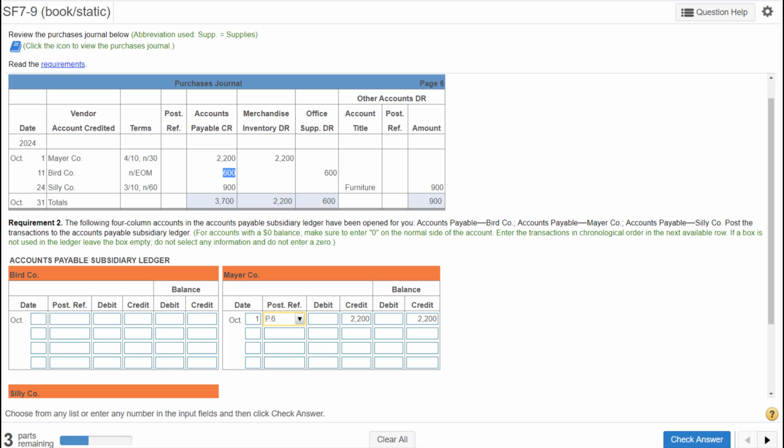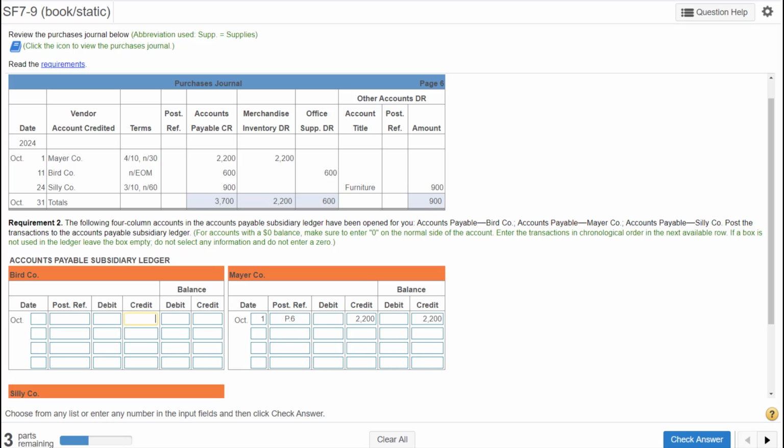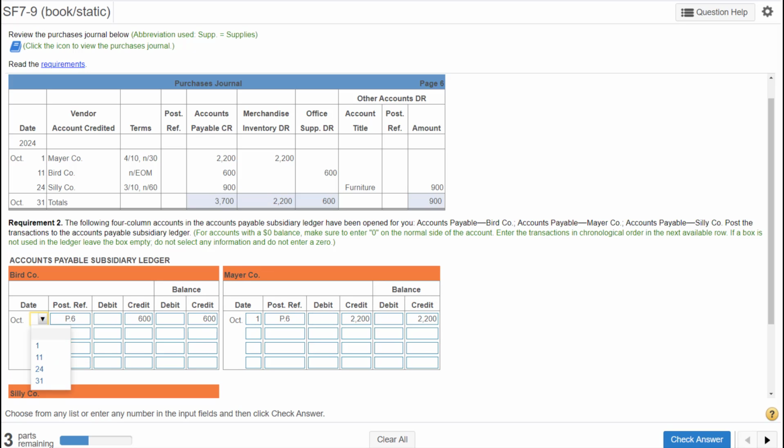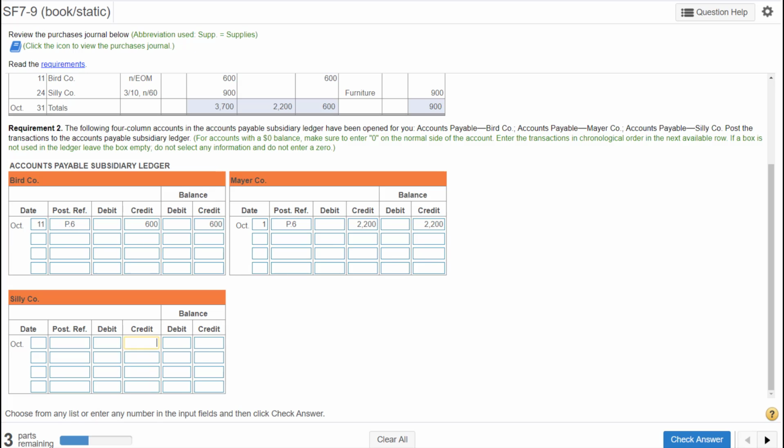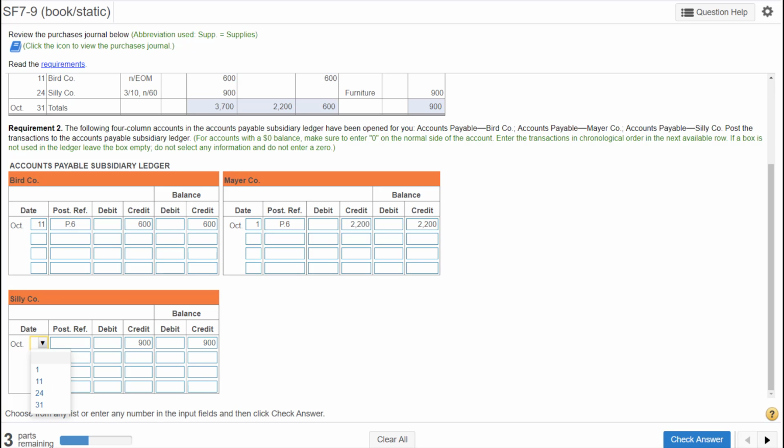So we go to $600 credit for Bird Company, credit balance, P6. That happened on October 11th. And then we've got $900 credit for Silly Company. That's a silly name. And that happened on the 24th. P6.